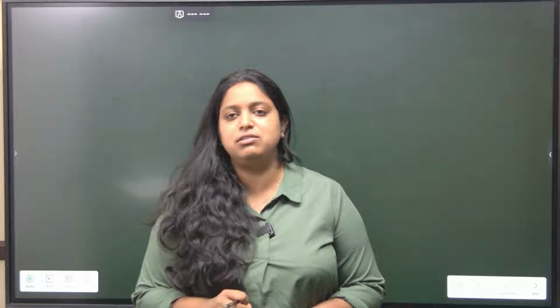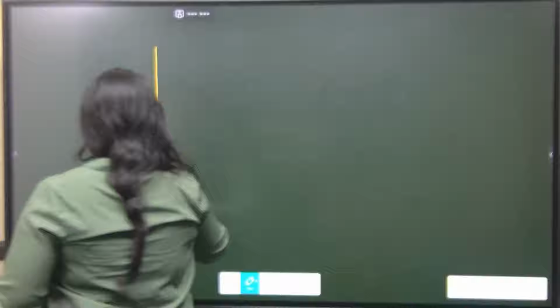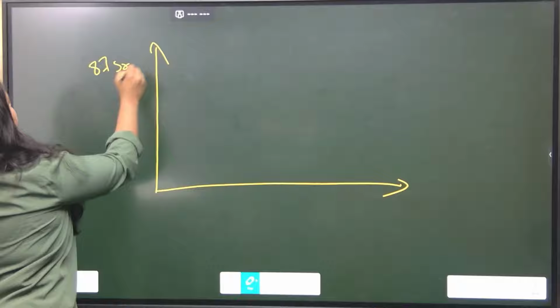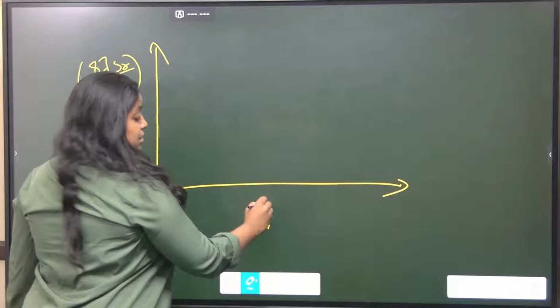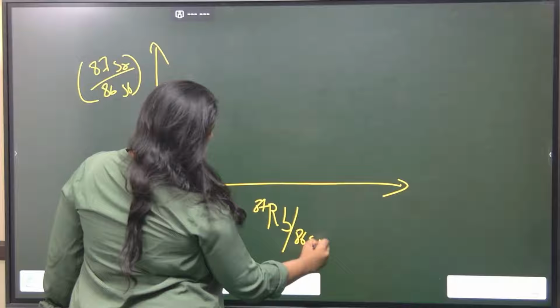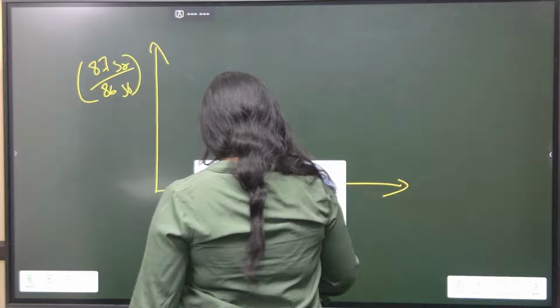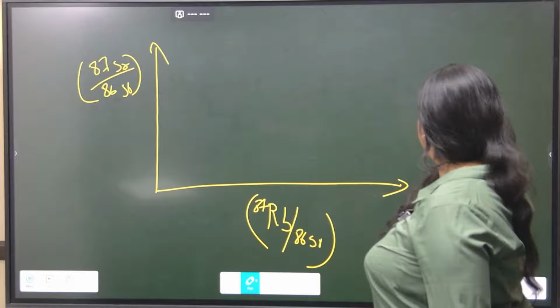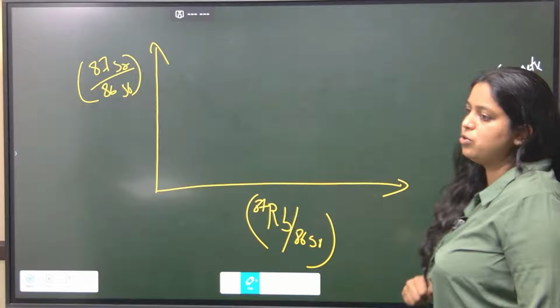So if I plot again, the y-axis is the 87 strontium by 86 strontium ratio. The x-axis is the 87 rubidium by 86 strontium ratio. I have three different samples, A, B and C. Three of them are cogenetic, or comagmatic, samples.